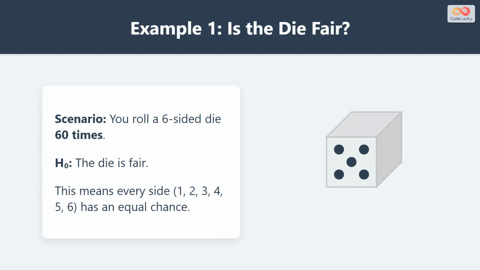Let's look at a classic example. Imagine you roll a 6-sided die 60 times. Your null hypothesis is that the die is fair. This means every number from 1 to 6 has an equal chance of appearing.